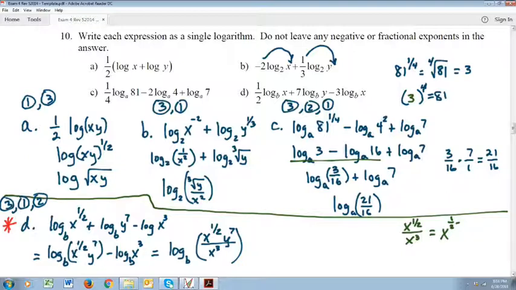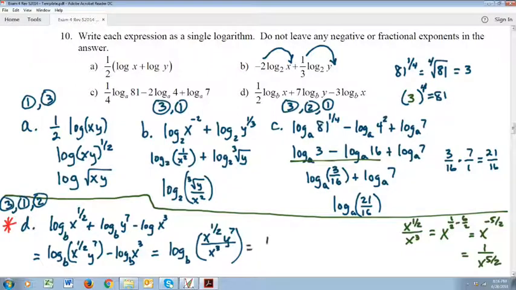Since I need a common denominator when I subtract fractions, I'm going to write 3 as 6/2. And so 6/2 is 3, but now I have a common denominator. 1/2 minus 6/2 is -5/2. And then finally I need to write that as 1 over x to the 5/2.